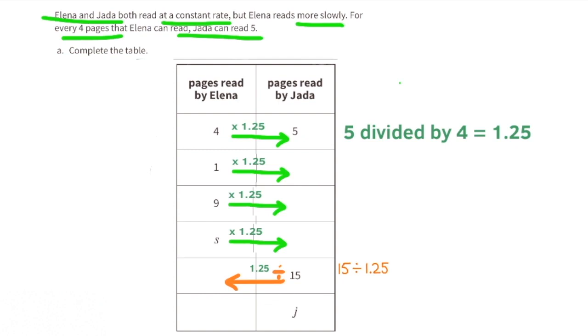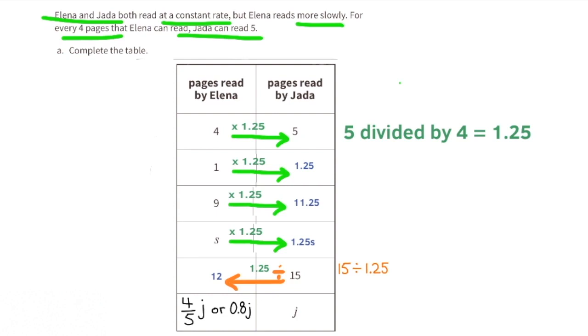So when Jada reads J pages, Elena reads 4/5 of J pages, or 8/10 of the amount of pages Jada read. When Elena reads 1 page, Jada reads 1.25 pages. When Elena reads 9 pages, Jada reads 11.25 pages. When Elena reads S number of pages, Jada reads 1.25 times S number of pages. And when Jada reads 15 pages, Elena reads 12 pages.